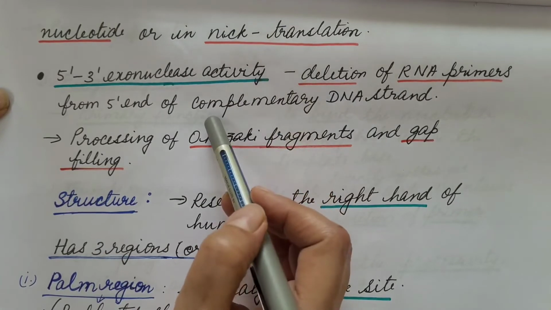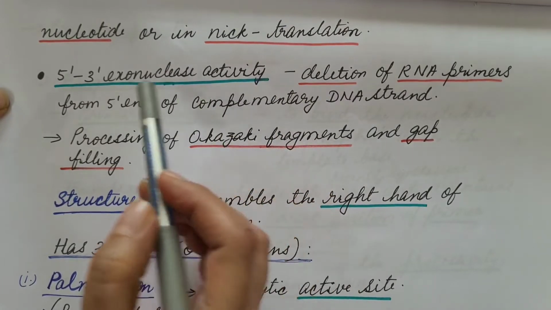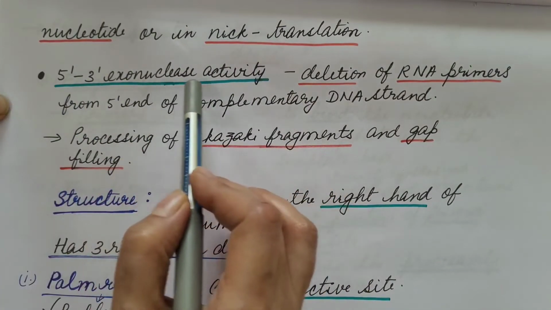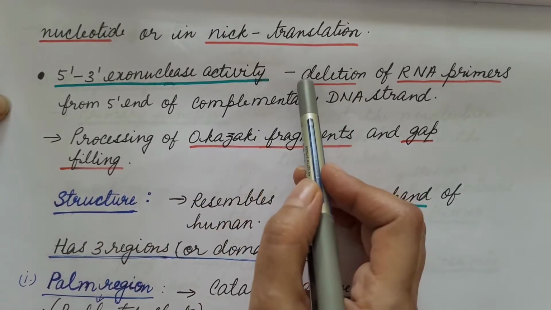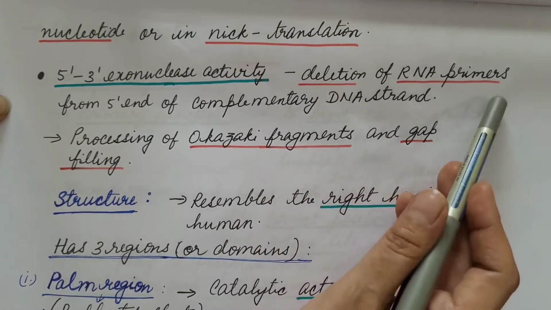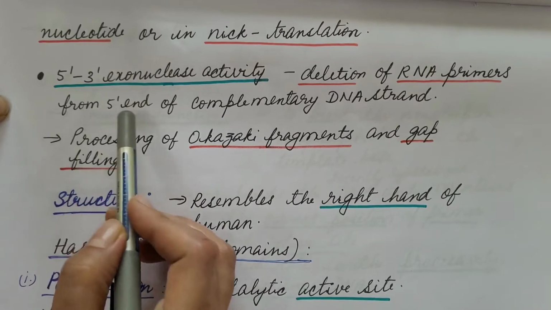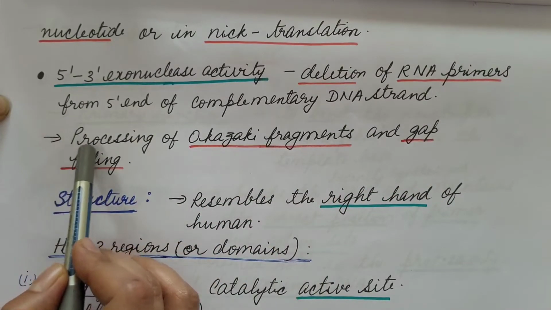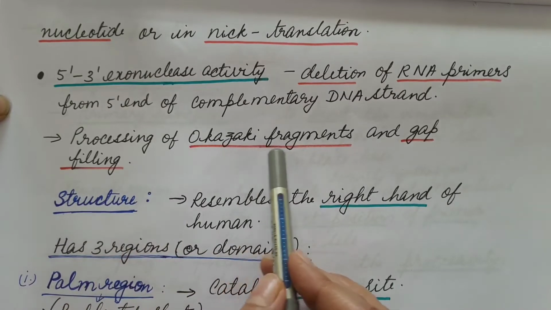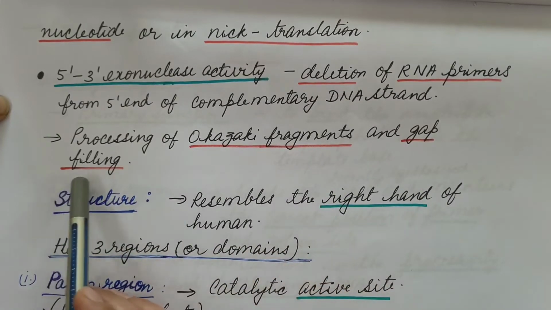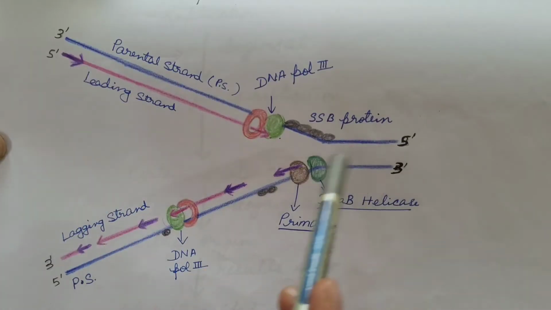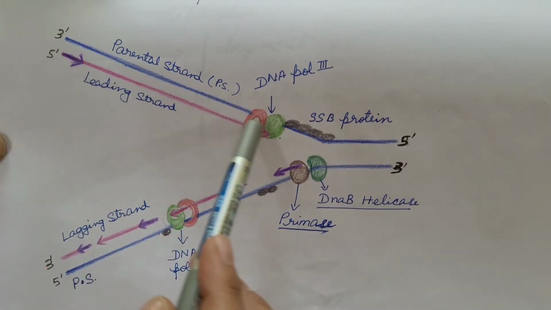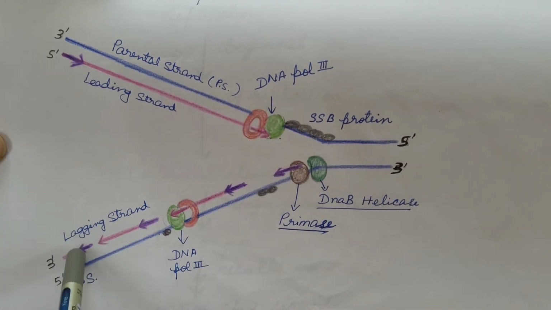This also we have discussed in detail in previous video. Then 5'-3' exonuclease activity, by which there is deletion of RNA primers from the 5' end of the complementary DNA strand. Hence, these are involved in the processing of Okazaki fragments and gap filling. Let us understand this with the help of the diagram. This is the leading strand, this is the lagging strand.